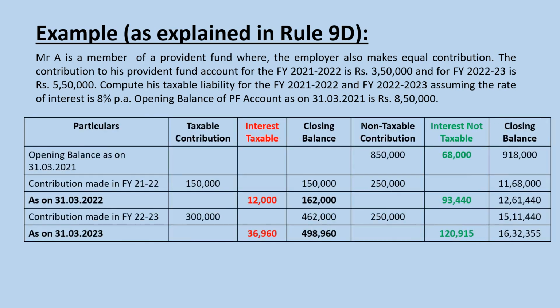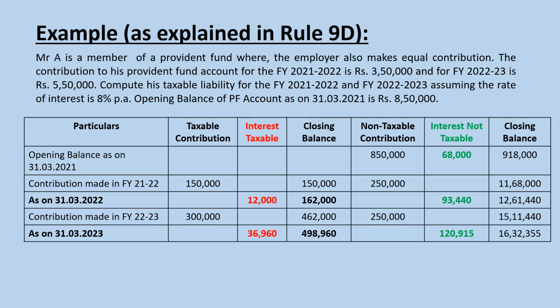Now here, if you go to see, there is a bifurcation between your taxable contribution and non-taxable contribution. Opening balance as on 31st of March 2021 is non-taxable contribution. That is why 8,50,000 and the interest on it, which is 68,000, is not taxable, and that is why the closing balance of 9,18,000 as on 31st of March 2021 is non-taxable contribution.